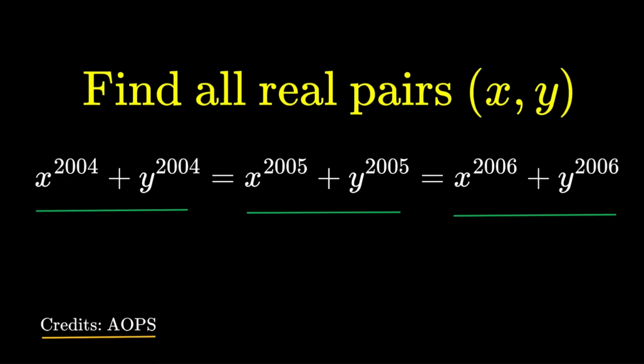Find all real ordered pairs (x, y) such that x raised to 2004 plus y raised to 2004 is equal to x raised to 2005 plus y raised to 2005, which is equal to x raised to 2006 plus y raised to 2006. Credits to the Art of Problem Solving community for this item.